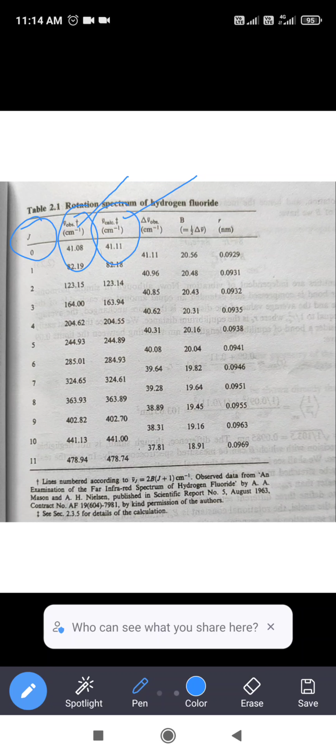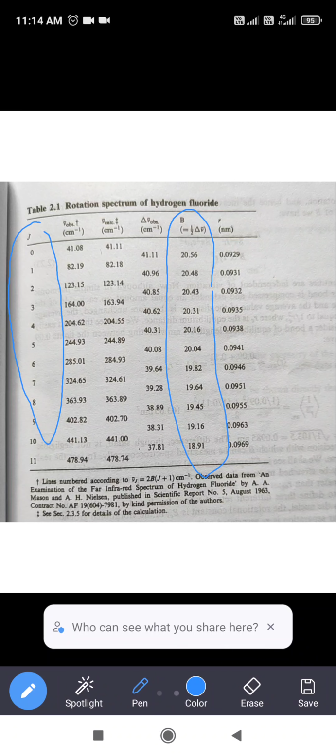This is the B. B is called the rotational constant, and this one is the radius. This is not a radius, this is the bond length of the HF molecule. So this table shows that when J, the rotational quantum number, increases, the corresponding B value decreases.